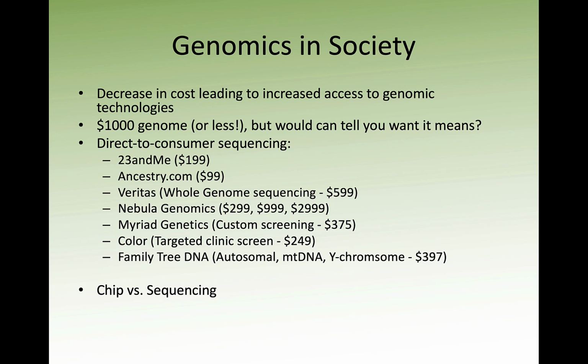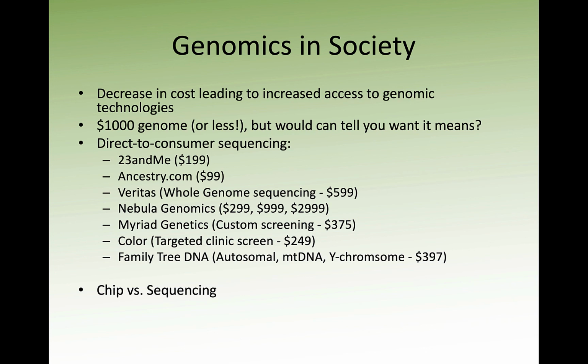And so the goal is, oh yeah, let's sequence a human genome for $1,000 or less. And guess what? As a company, as an organization, we'll use that information to tell you what it means. So there's a whole suite of direct-to-consumer sequencing platforms out there. Probably the best known are things like 23andMe and Ancestry.com. But then there are other ones like Veritas and Nebula Genomics, which will actually give you whole genome sequence. There are screening and more targeted clinical tools like Myriad Genetics and Color and Family Tree DNA. These things will help target your DNA targets and also give you some genetic counseling support.